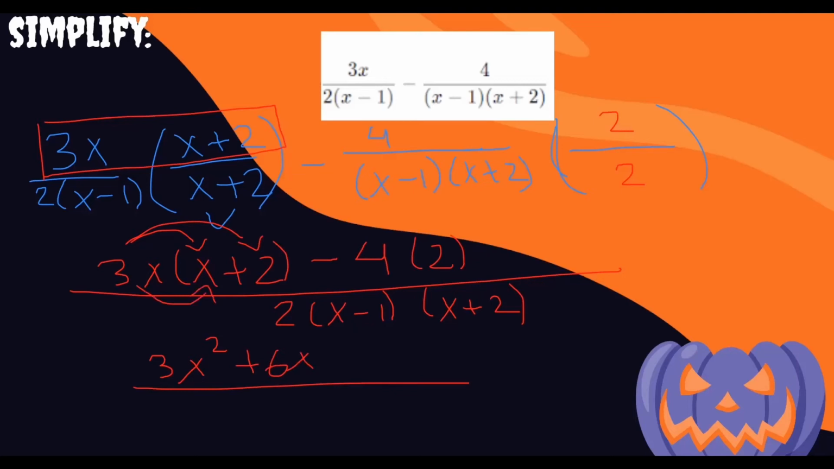3x times x, oh, nope. What am I saying? I apologize. I was thinking of that as a binomial. Okay, now you're done with it. Now let's go to the second part. What is negative 4 times 2? It's negative 8. When you're multiplying a positive and a negative number, the product is a negative number.